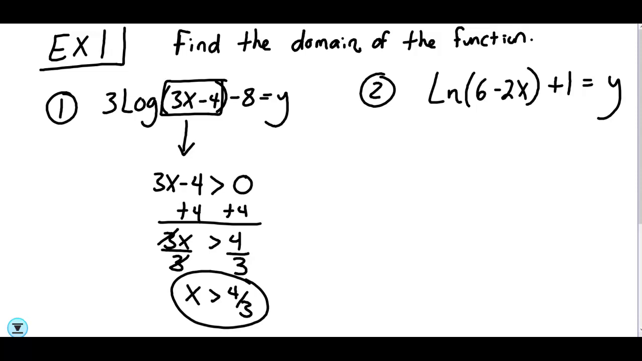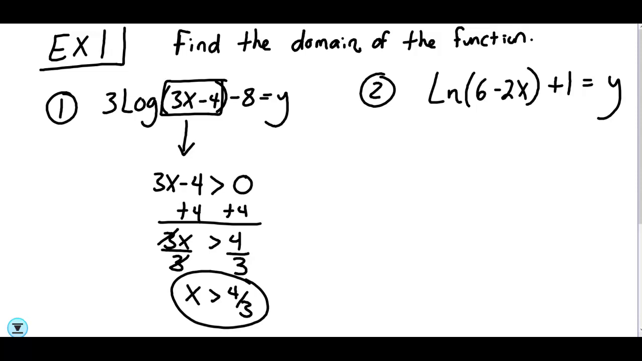4/3 as a decimal is approximately 1.3. So it says here that x has to be greater than 4/3. So can x equal 2? Yeah, because 2 is bigger than 1.3. Can x be equal to 5? Can x be equal to 0? No. Can x be equal to a half? No, because those are both less than 1.3. So this tells me something about my log. It tells me that x has to be greater than 1.3.